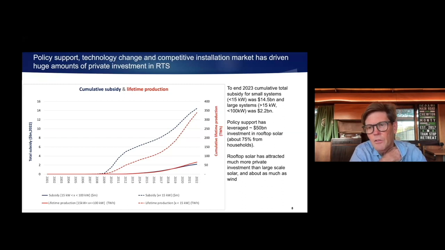So those subsidies are about 17 billion Australian dollars, to get it in rands multiply by about 12. Those subsidies have been paid for by customers, not by the government. They've been sheeted back as a premium on top of the bill that almost all customers pay. And the roughly $17 billion of subsidy has leveraged in total about $50 billion, so about 600 billion rand of spending on rooftop solar. About three quarters of that total came from households. And rooftop solar has attracted much more private investment than large-scale solar, and about as much investment as wind.